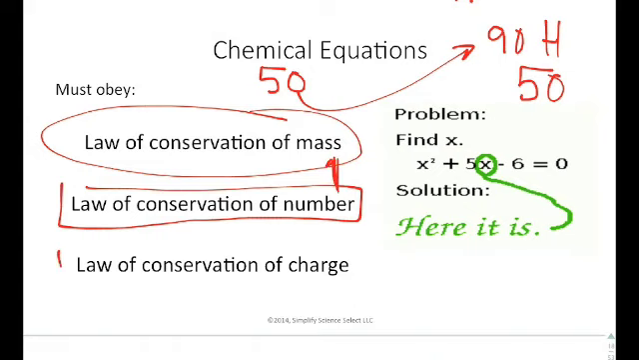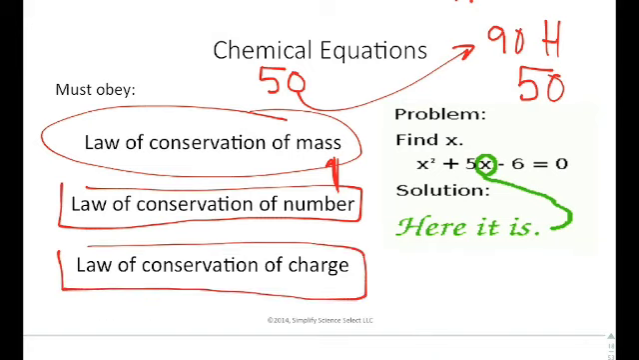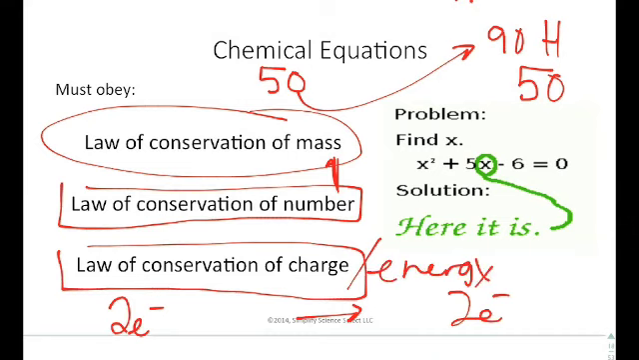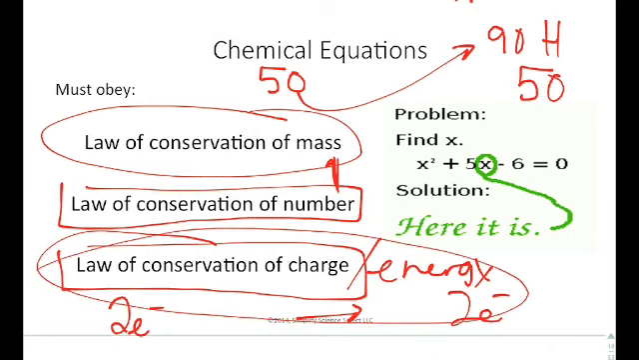It should also be governed by the law of conservation of charge. We talked about this briefly with redox: if you have 2 electrons over here, you also have to have 2 electrons over here somewhere. You can't just make up electrons. We also talked about the law of conservation of energy, which needs to be accounted for, but those are concepts we're going to cover later in the year. Really, we're focused on these two at this point.